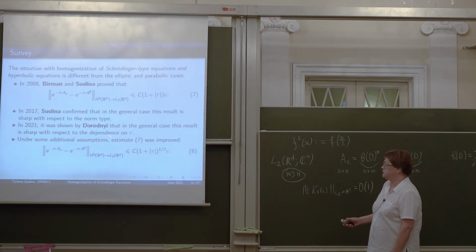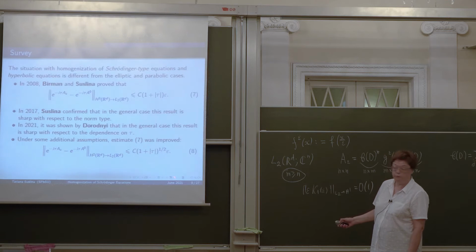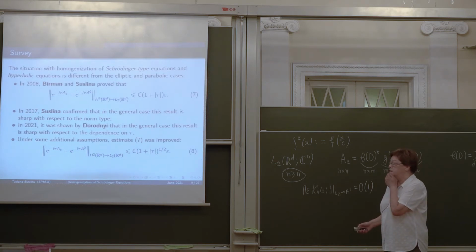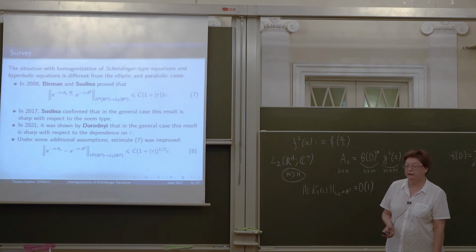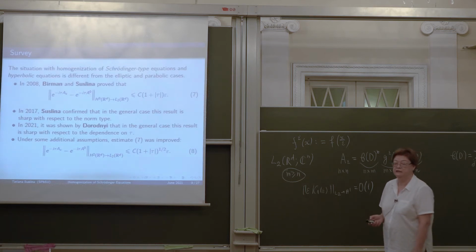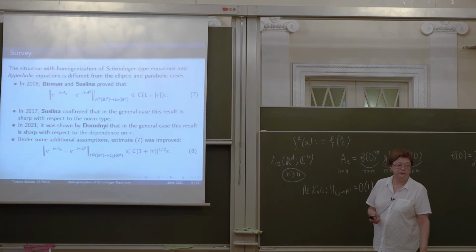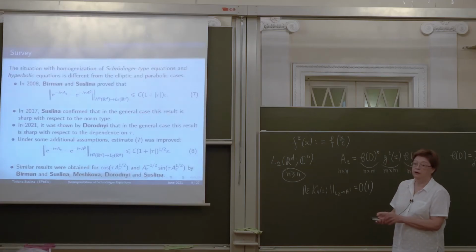Under these additional assumptions, we can take here the norm from H2 to L2. Again, we have epsilon, and on the right, we have square root of tau for large tau. Later, I will explain what the additional assumptions are. They are non-trivial, and they are formulated in terms of the spectral characteristics of the operator at the bottom of the spectrum. Similar results were obtained for hyperbolic equations.